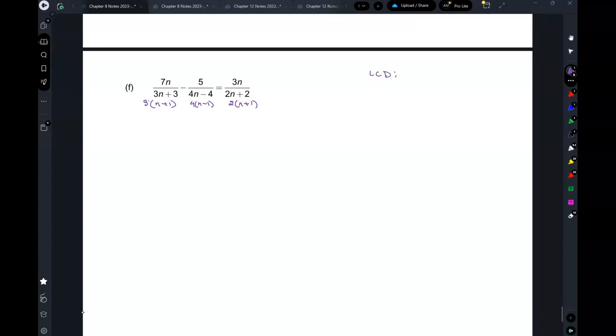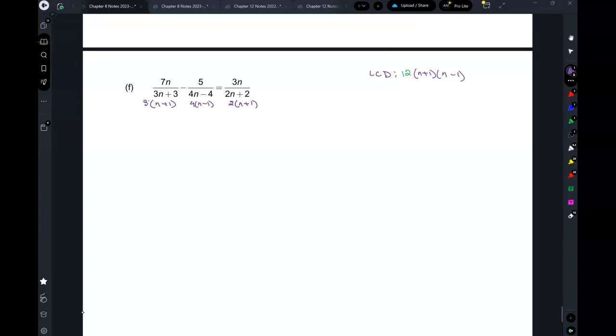Okay, so the LCD, let's see. Okay, no, hang on. Let's go step by step. Let's do LCD. So first, let's take a look at the coefficients. Between the 3, the 4, and the 2, what would be your common denominator? 12. And then I also have an n plus 1 and an n minus 1.